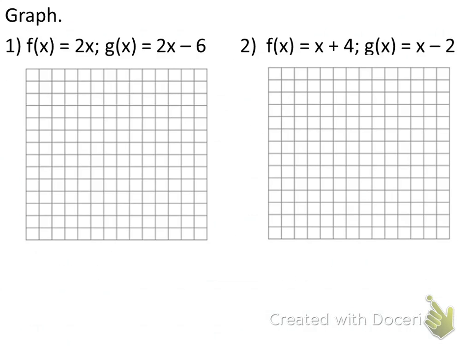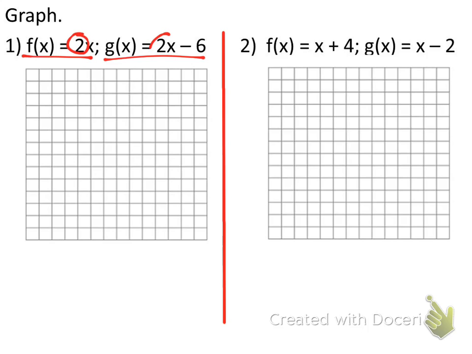Number 1. Watch me do number 1. Graph f of x equals 2x and g of x equals 2x minus 6. When I look at these two equations, there's one equation and then there's a second equation here. This first equation has a slope of 2. The second equation also has a slope of 2.